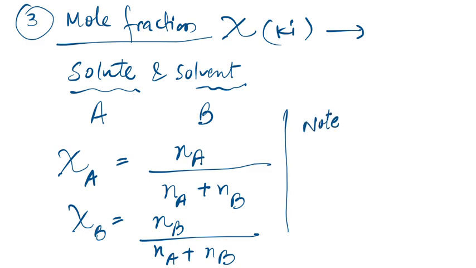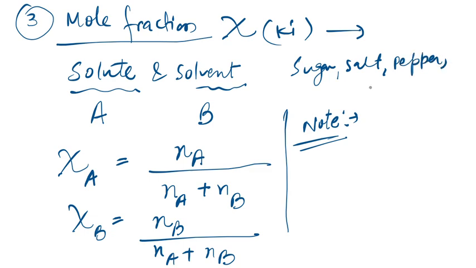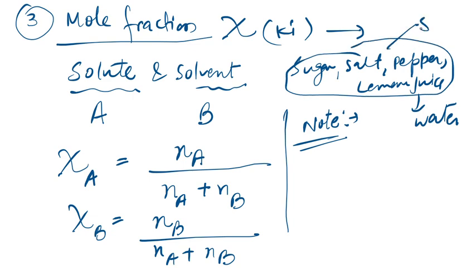Moreover, a point to be noted that mole fraction of all the components. So इस solution में हमने assume किया कि एक solute है एक solvent है, but solution में दो solute भी हो सकते हैं ना, but generally solvent एक ही होता है. Solvent is always one, solute can be more than one. Like in lemon water, you add sugar, salt, pepper, etc. Lemon juice आप add करते हैं water में, तो ये सारे sugar, salt, pepper, lemon juice, these are your solute, and your water is solvent. So basically solvent is always one and solute can be more than one.